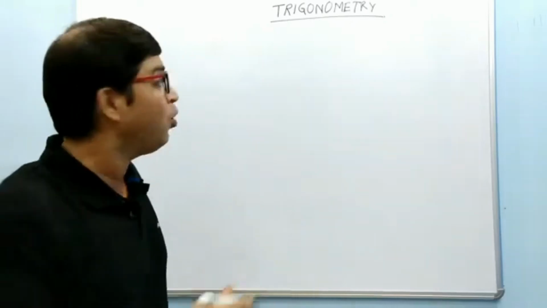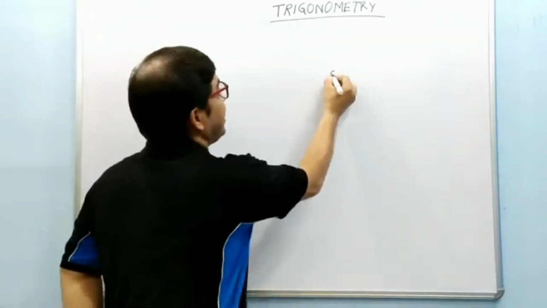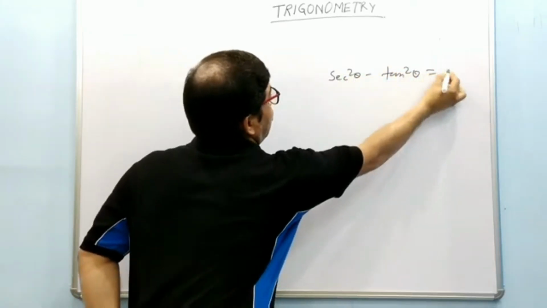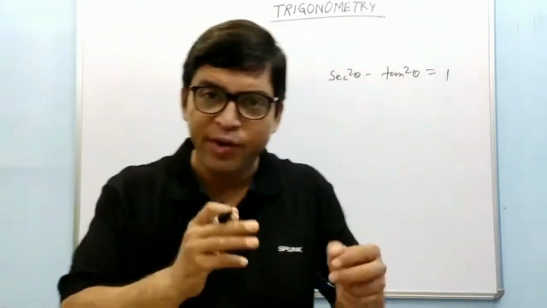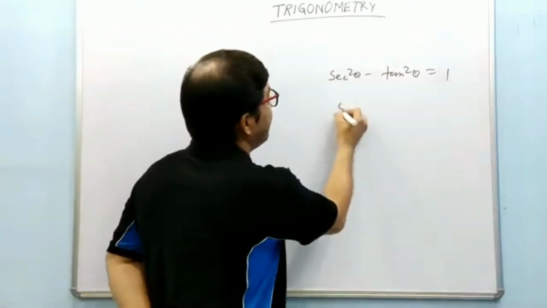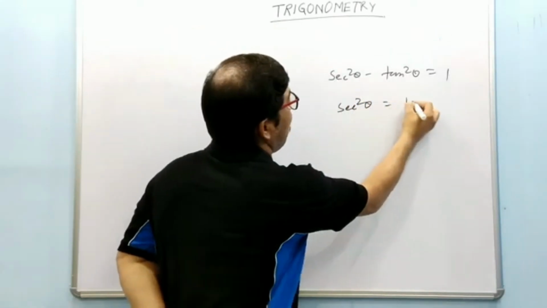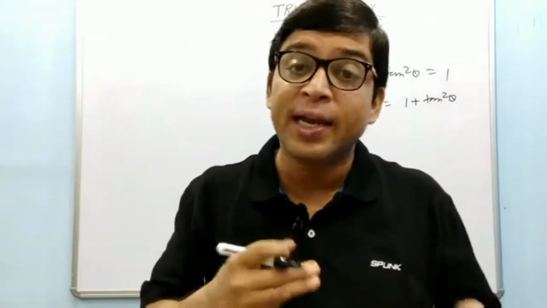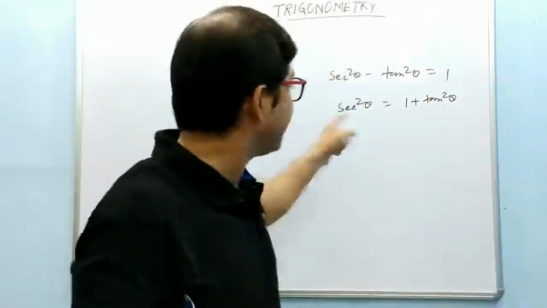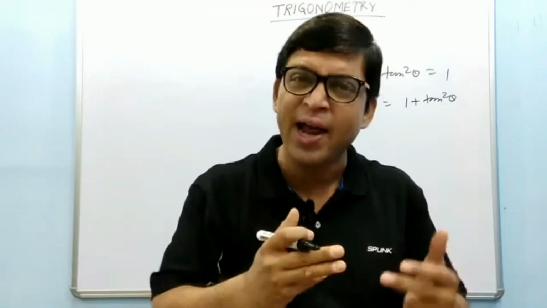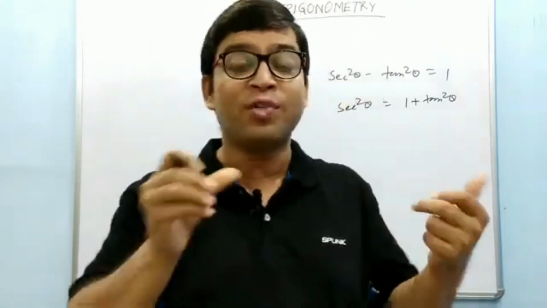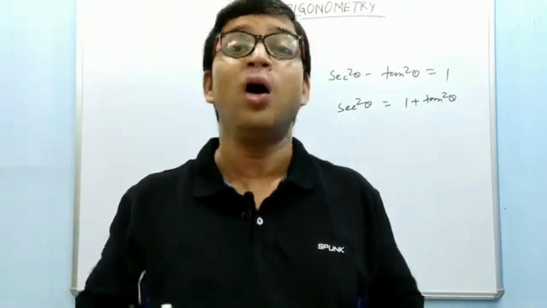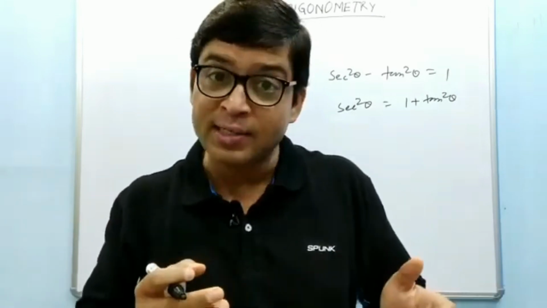Now see the second formula, the second identity, that is sec square theta minus tan square theta equal to 1. How many ways can we use it? We can just write sec square theta is equal to 1 plus tan square theta. I have seen students getting confused. They write sec square theta is 1 minus tan square theta. Why? Because they are used to the earlier formula, sin square theta is equal to 1 minus cos square theta, or cos square theta is equal to 1 minus sin square theta.